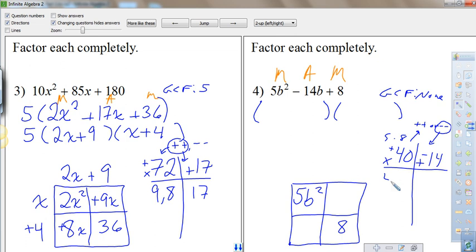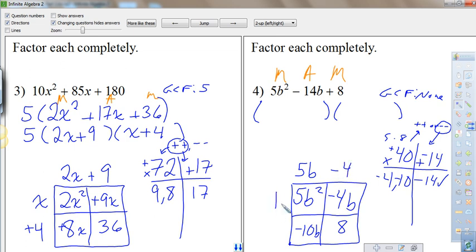So hopefully 4 and 10 jump out at you there. 40, 4, and 10 ends in a 0. And negative 4 plus a negative 10 is a negative 14. So that is correct. Negative 4b, negative 10b. By the way, it does not matter which one you put in which place, and it does not matter which one comes first here. So, we're going to take out a 5b, we're going to take out a negative 4.